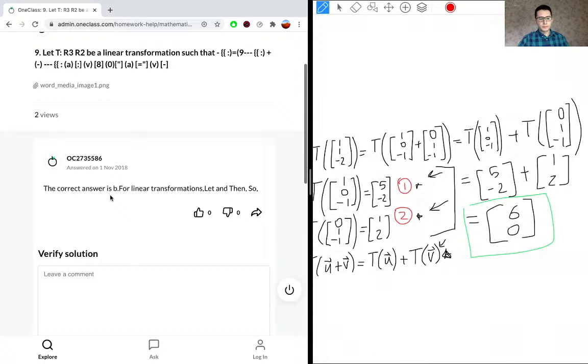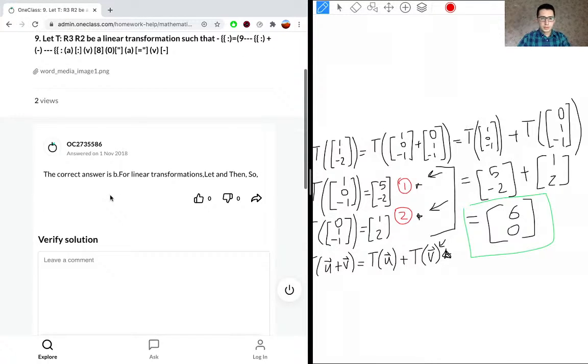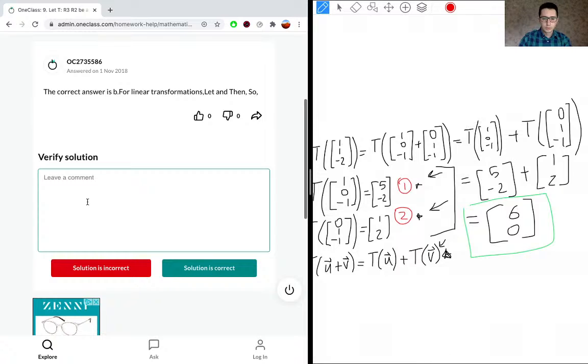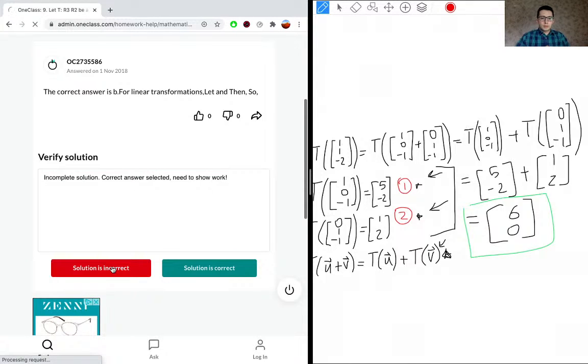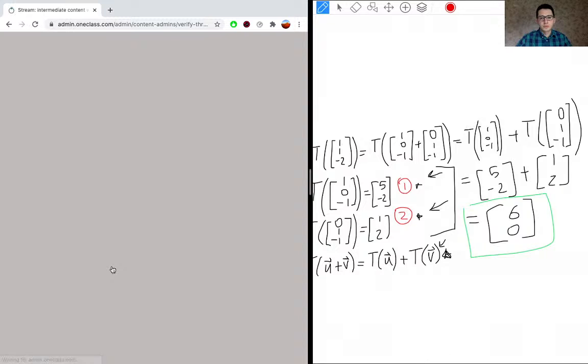So here the student presents an incomplete solution. Incomplete solution, correct answer selected, need to show work. So here the solution is incorrect because there are no steps to finding that the answer is B.